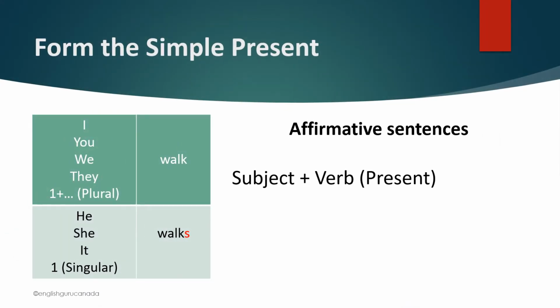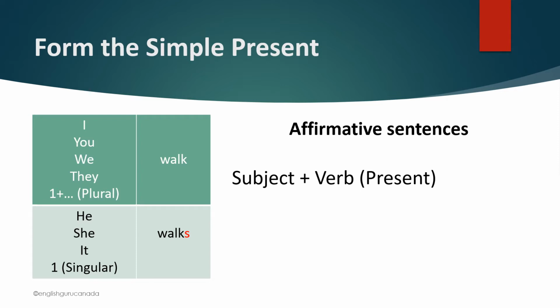Now let's talk about how to form the simple present tense. So we'll start with the affirmative sentences, which are positive statements, and it follows the sentence structure, which is a subject plus a verb. In this case, the verb is in the present tense. So looking at this chart on the left side, where it's divided into two columns, the left hand column has the subject and the right hand column has the verb. And again, it's divided into two rows with an upper row and a lower row.